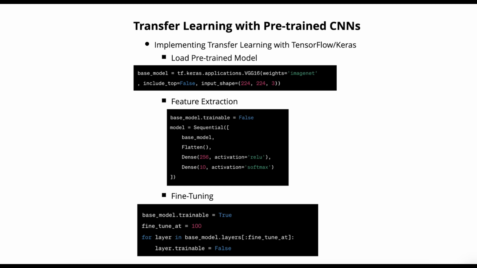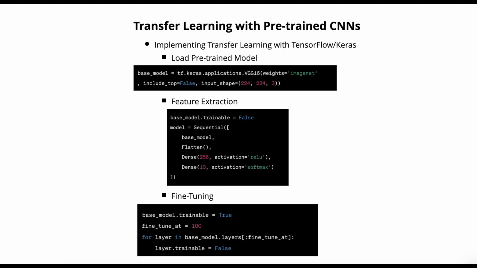This is what you can do by saying first base_model.trainable equal to False, so you're freezing the model. Next, model equal to Sequential, you pass the base model, you call the Flatten function, you call the Dense function with 256 and activation equal to relu, and Dense with 10 and activation equal to softmax. Next step is fine tuning.